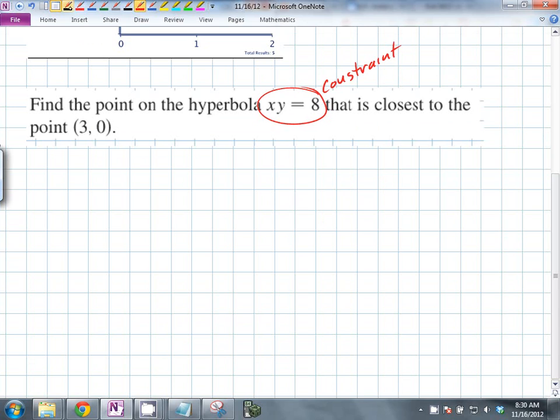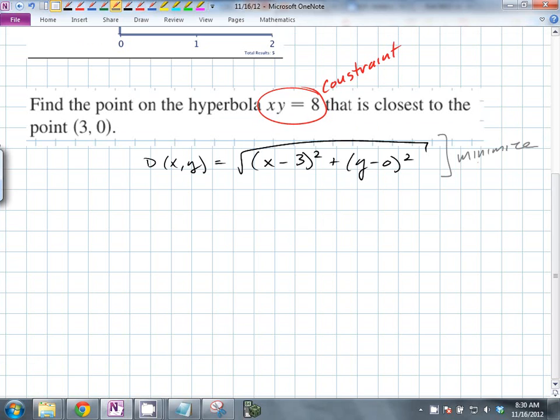So you have to write the distance from the point 3, 0 to the point xy. So what's that going to be? x minus 3 squared plus y minus 0 squared, and it's the square root of that. Is that correct? Yeah? This is what you are trying to minimize or maximize. Minimize, yes. You're trying to minimize that right there.